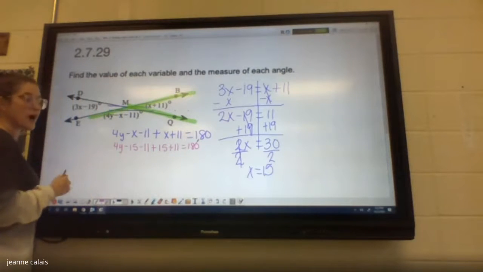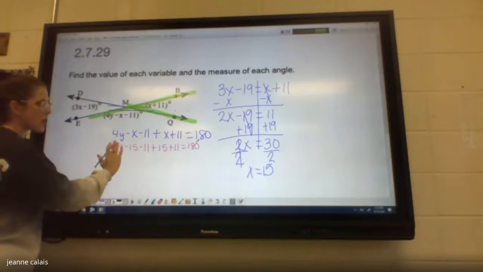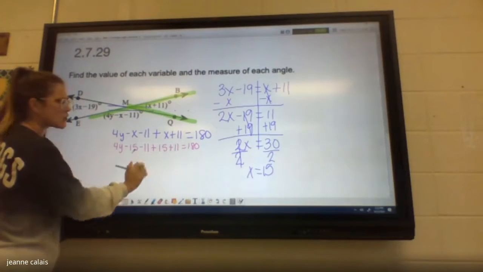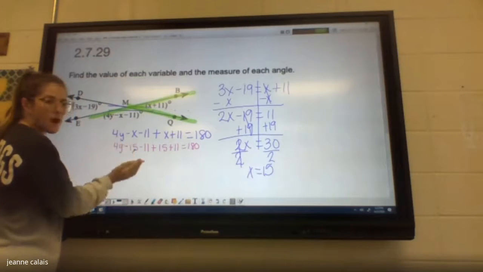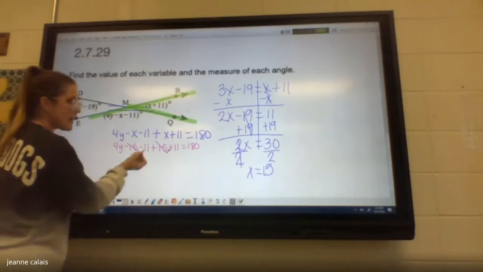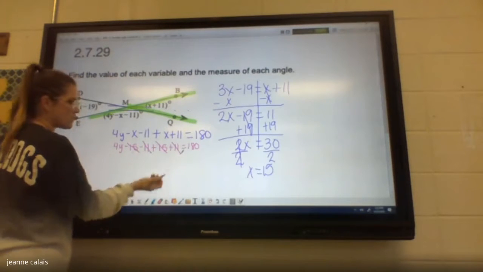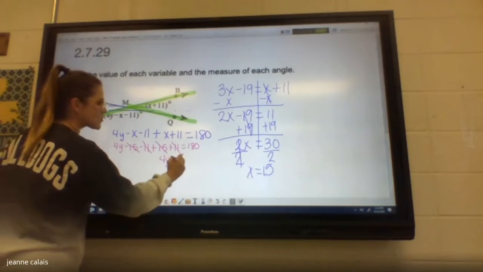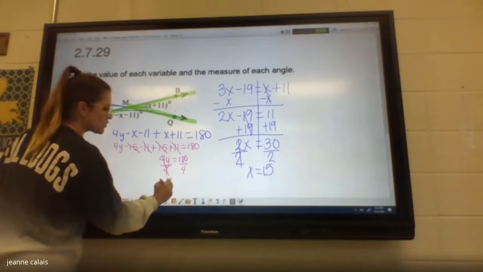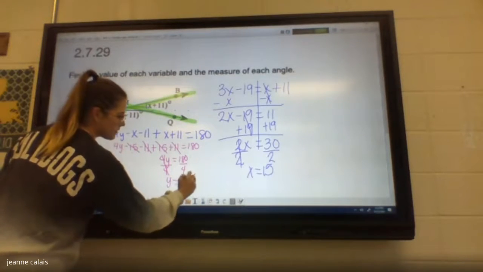Okay, then I'm going to start simplifying. Well, what do I notice? There is no other y term, so I leave the 4y alone. But I have negative 15 and a positive 15. That catches my eye right there. When combining, you have a negative and a positive of the same number. That cancels each other out. Same thing with the 11. That catches my eye as well. So that cancels each other out. So I'm left with 4y equals 180. And so y equals 45.